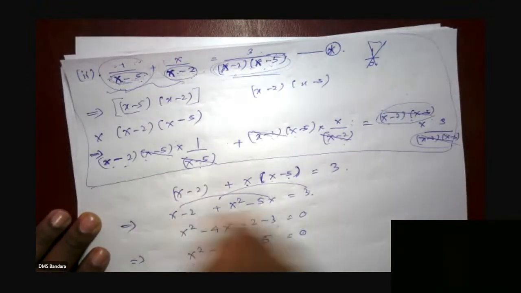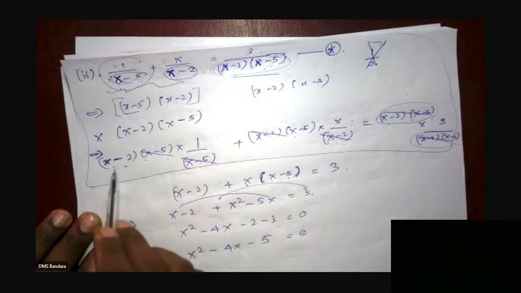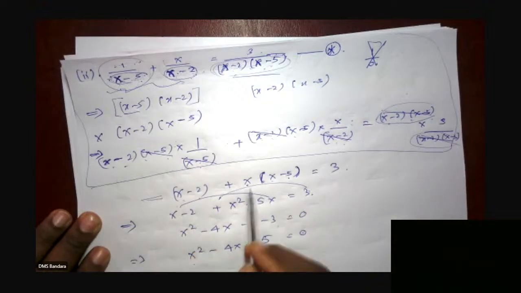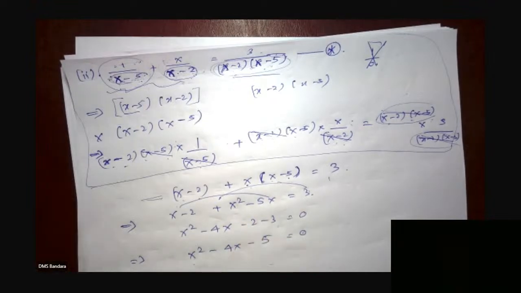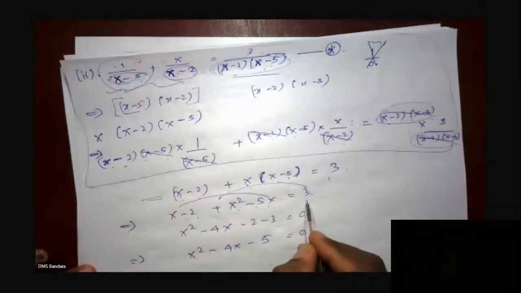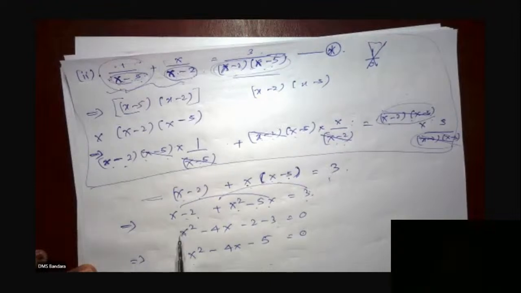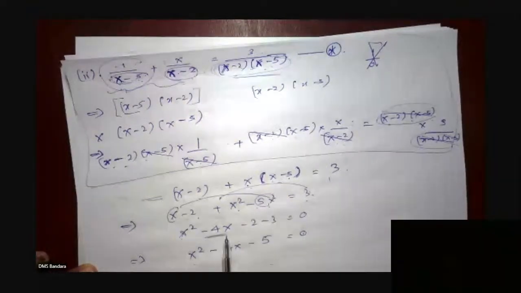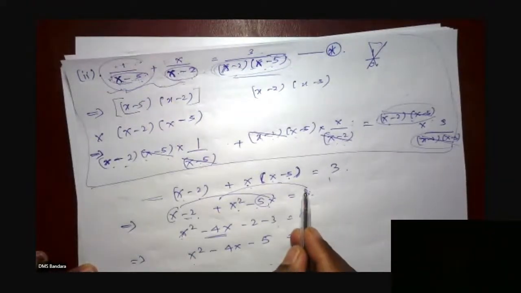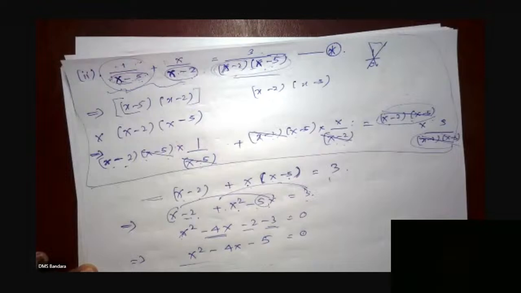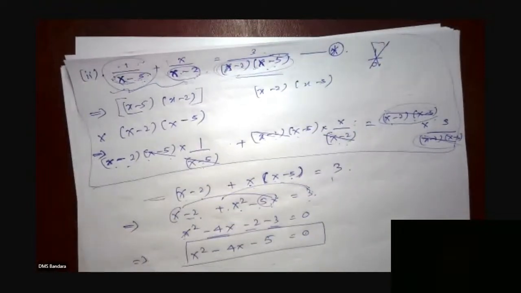After removing the common things in the up and down, the rest is x minus 2 plus x times x minus 5 equals 3. When you simplify this by taking the common terms into the bracket, x minus 2 plus x squared minus 5x equals 3. Then we rearrange this to look like the quadratic equation: x squared, then x minus 5x is minus 4x. Minus 2, and when 3 goes to the left side, it becomes minus 3: minus 2 minus 3. Now the quadratic equation becomes like this. This is a formal quadratic equation, as usual.